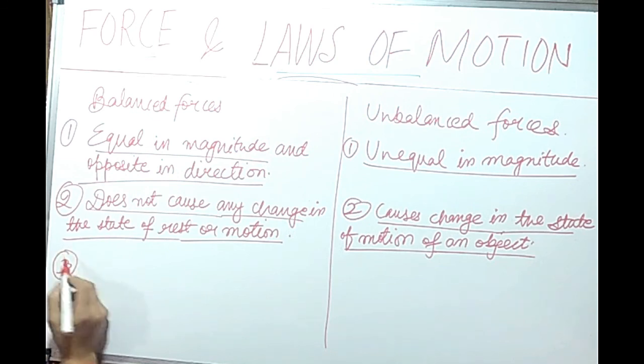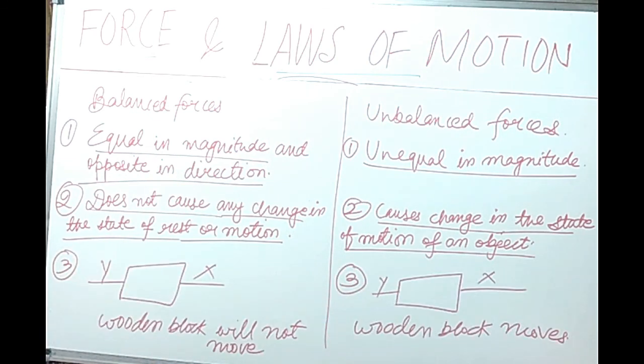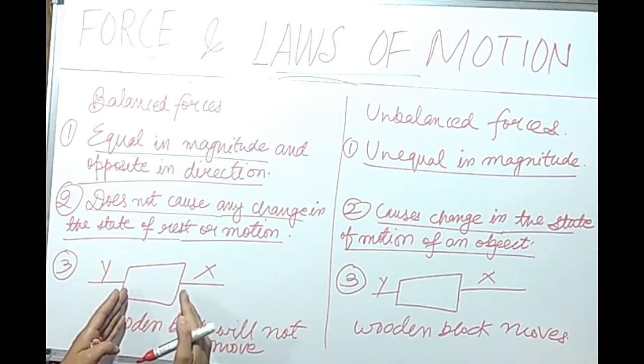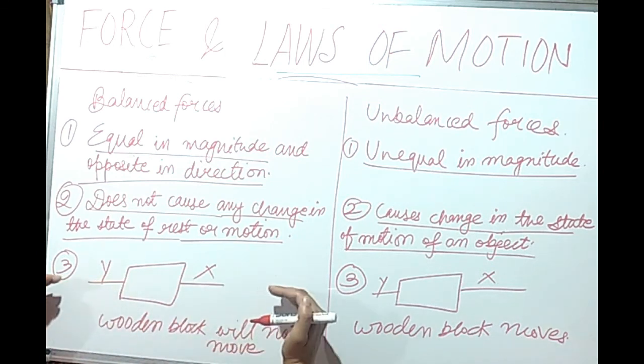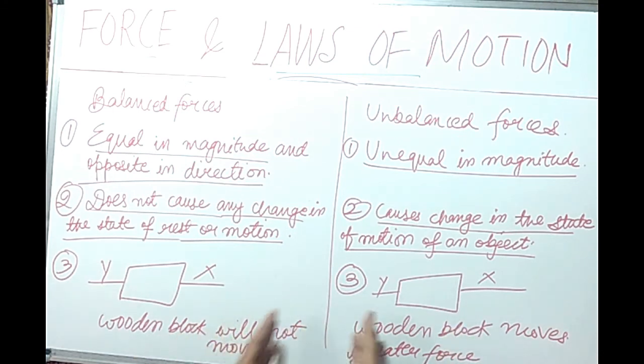In the third point, you can mention the examples we have discussed. The wooden block will not move in the case of balanced force because the forces are equal and opposite in direction. And in the case of unbalanced force, the wooden block moves in the direction of greater force. Where there is greater force, the block will move in that direction. So you can mention the examples also.